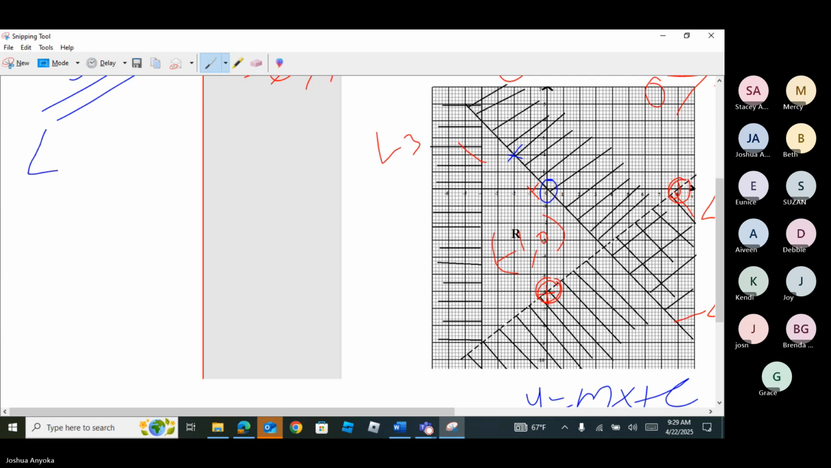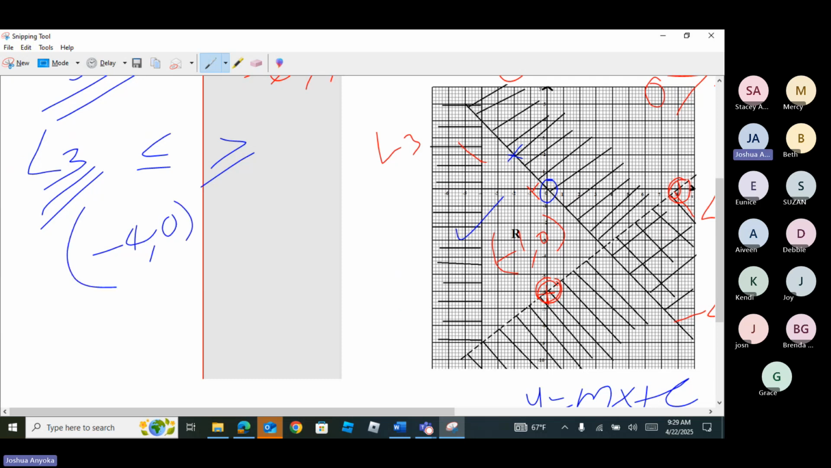Line 3. Line 3 is continuous. So we are going to use less than or equals to, greater than or equals to. That's number 1. Line 3 is continuous. Take 2 points where the line is passing through. It's passing through negative 4, 0. It is also passing through negative 4, 5. You can see 4 is constant.